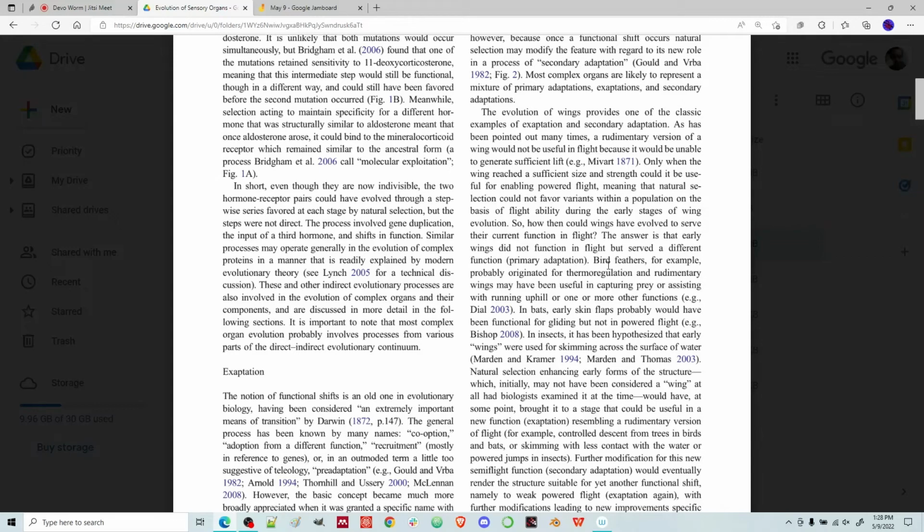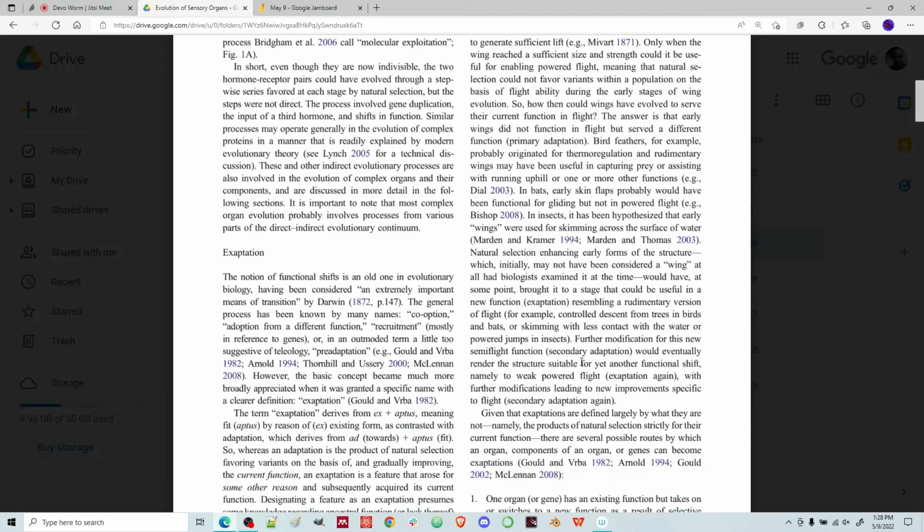So bird feathers, for example, probably originated for thermal regulation. And so, the rudimentary wings may have been useful for other things. And then eventually those things combined and formed something that was suitable for flight. The same thing with bats. In bats, early skin flaps probably would have been functional for gliding, but not in powered flight. In insects, it has been hypothesized that early wings were used for skimming across the surface of water. And then you add on other adaptations or other mutations to the genotype, and you end up with this complex phenotype that's capable of doing something.